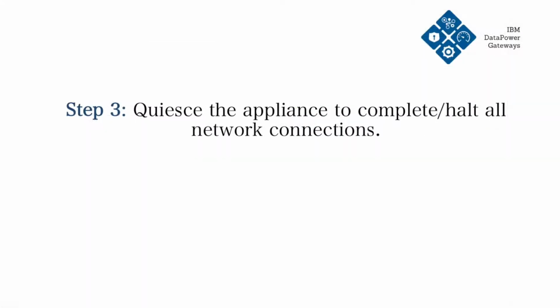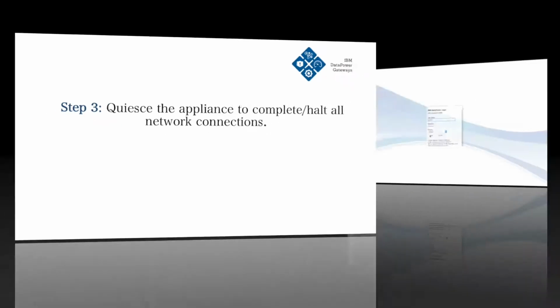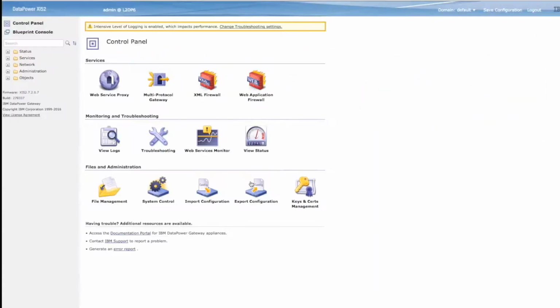Step 3. Quiesce the appliance to complete all network connections. Quiescing the device gives you the control to gracefully stop network connections and services on the appliance. This step is important as it completes active transactions and changes the services on the device to a down operational state. Start by logging into your DataPower device.